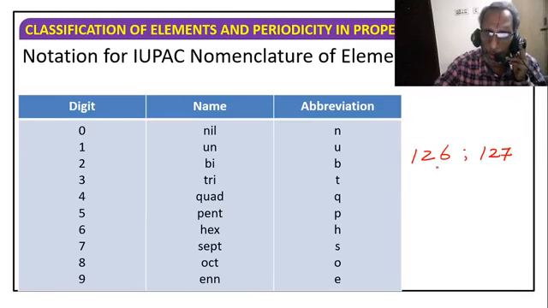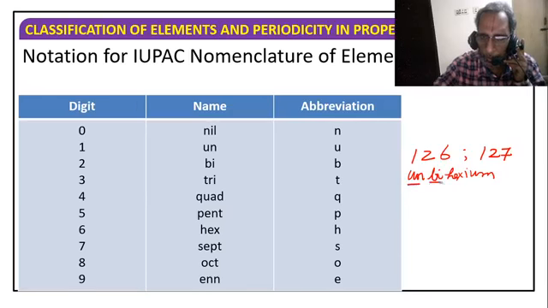So, there is a naming of different elements with atomic numbers. 1 means un, 2 means bi, 6 means hex, so unbihexium. The first letters give Ubh. So the symbol of the element with atomic number 126 is Ubh.